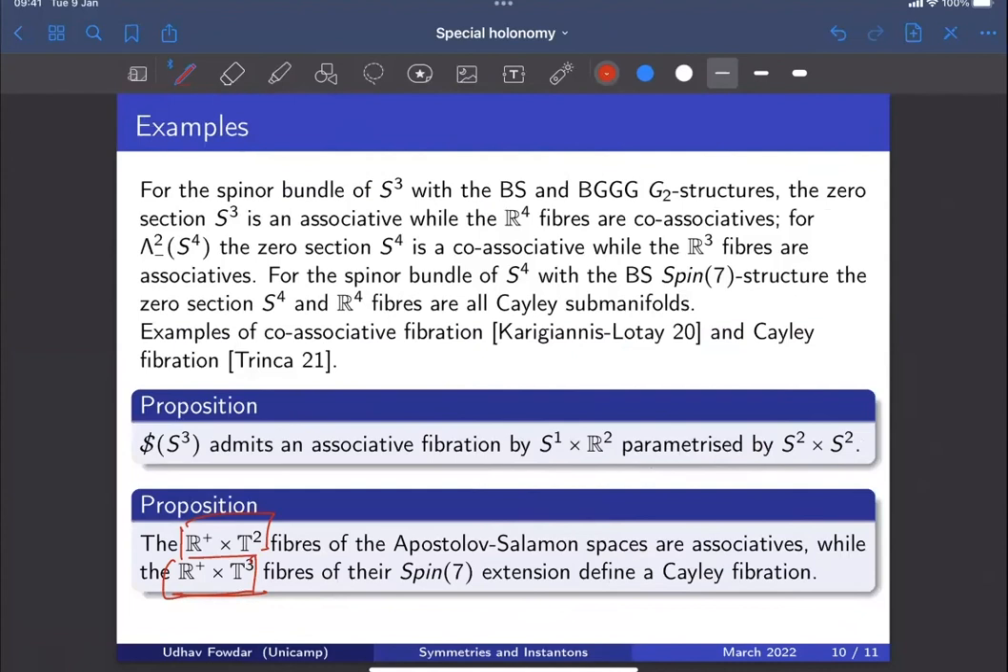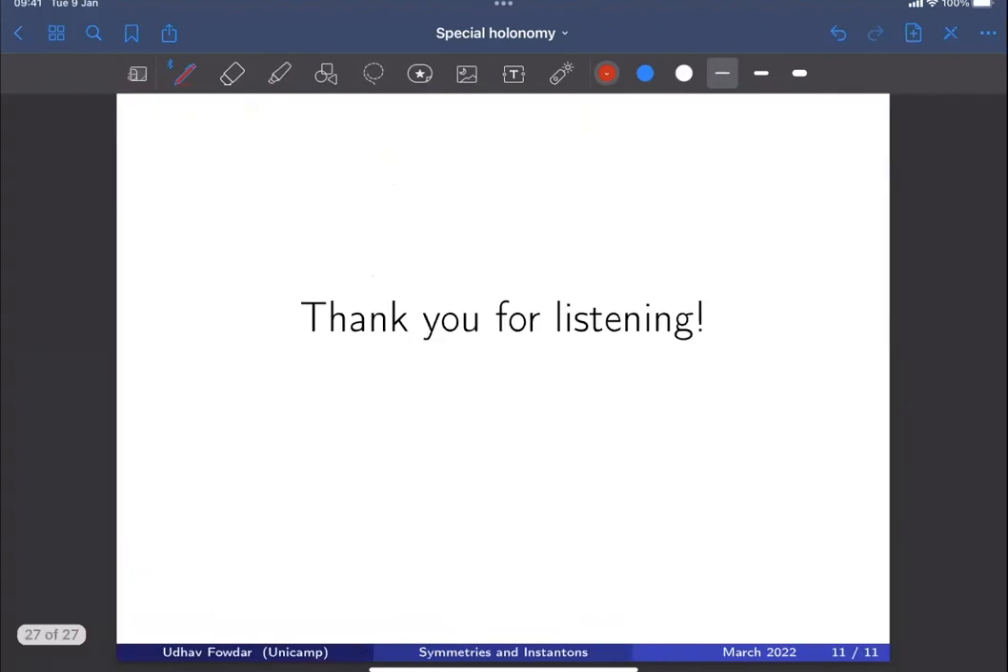These are some very simple examples of local instances of this. So thank you for listening. That's all I wanted to say in this talk, and hopefully you've learned some simple examples of G2 and Spin(7) metrics, some examples of associatives, co-associatives, and Cayley fibrations, and some very concrete examples of instantons in all these cases. Thank you.